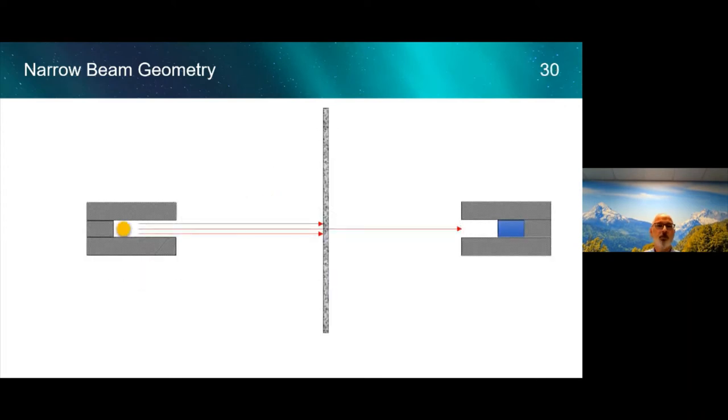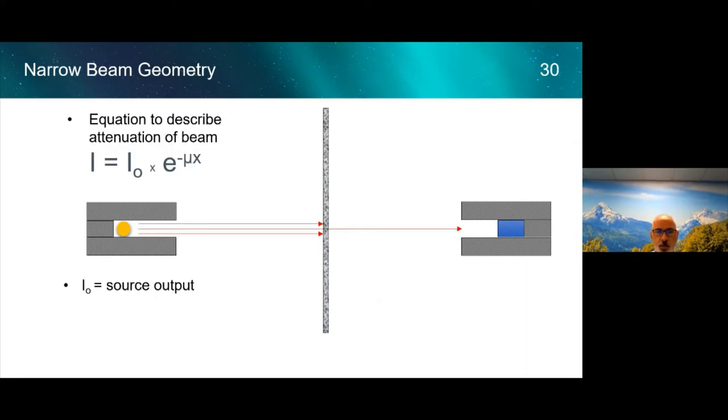So looking back at this narrow field geometry or narrow beam geometry, that's our equation. On the left hand side, we've got the source output, I naught. And on the right hand side, you've got your attenuated beam, which is a function of the linear attenuation coefficient and the thickness of the shield.